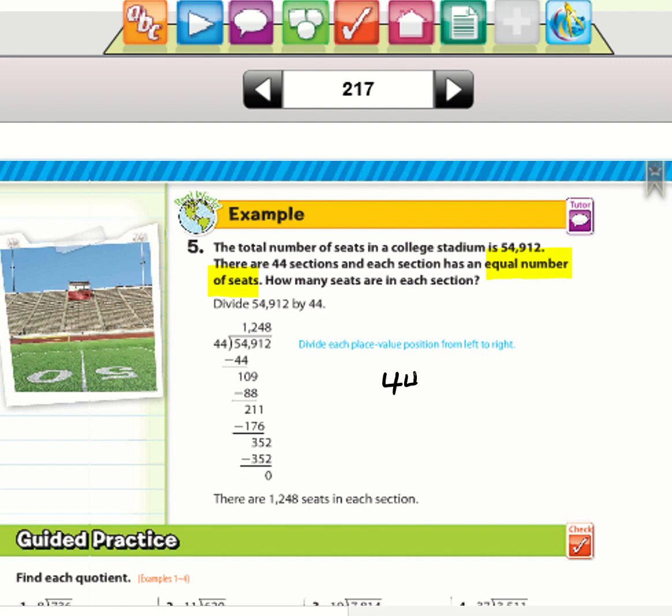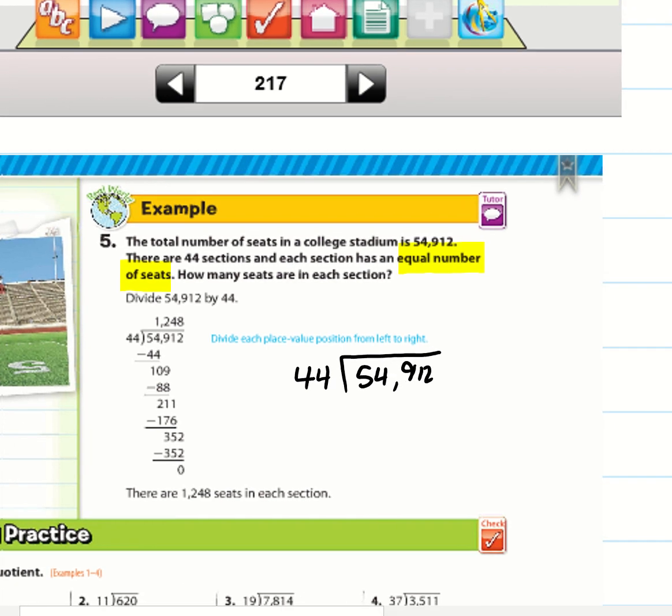So we know there's 44 sections with 54,912 seats. I'm going to write down my steps: divide, multiply, subtract, bring down, and repeat or remainder. So 44 cannot go into 5, but 44 can divide into 54 one time. 1 times 44 is 44, so after subtracting we're going to get 10. We're going to bring down the 9 and repeat. 44 divides into 109 twice. We're going to multiply and get 88. After we subtract, we get 11.